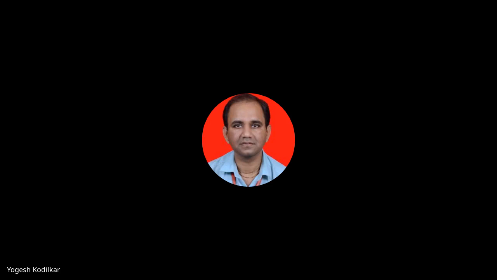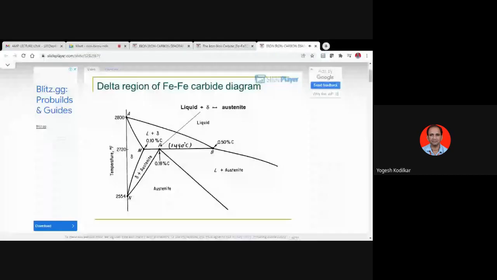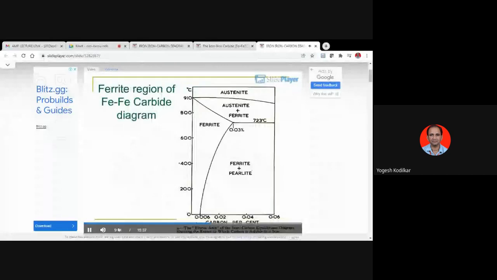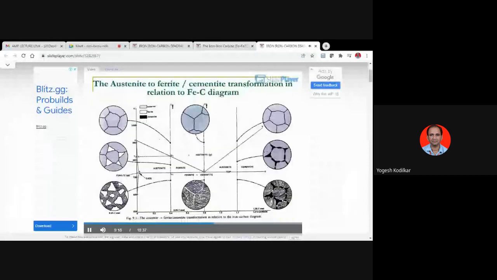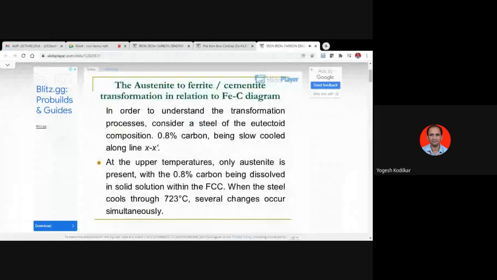Delta ferrite region of the diagram: liquid plus delta ferrite transforms to austenite. Ferrite region of the iron carbide diagram. Simplified iron-carbon phase diagram: austenite transforms to a mixture of ferrite and cementite. The austenite to ferrite-cementite transformation in relation to the phase diagram.